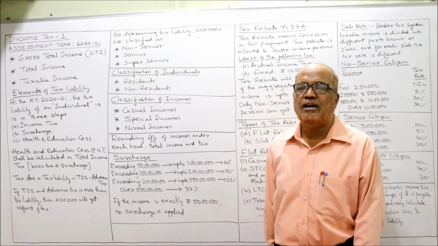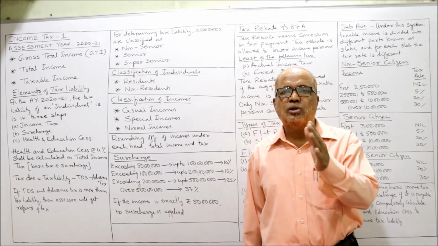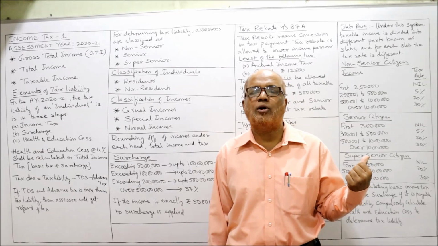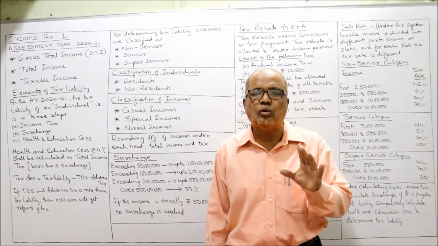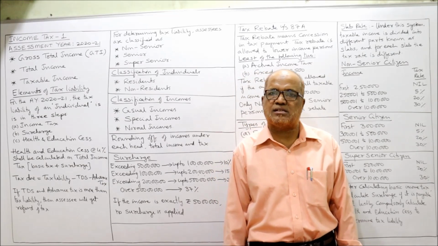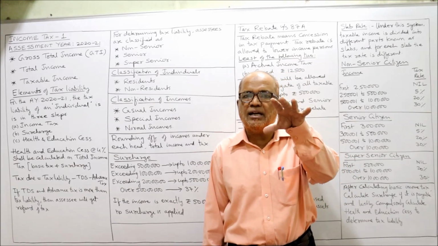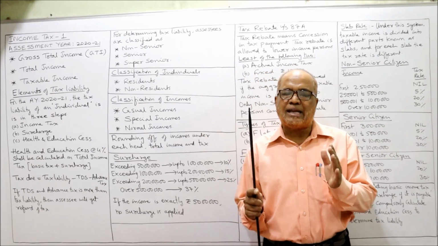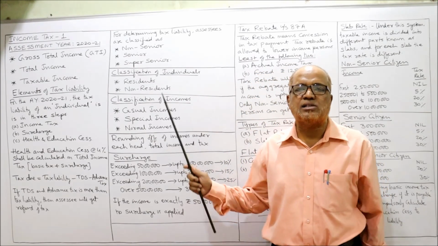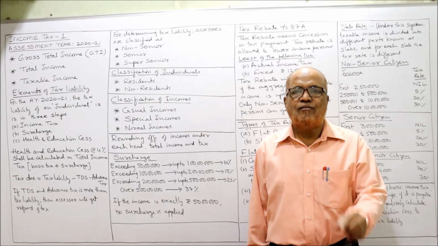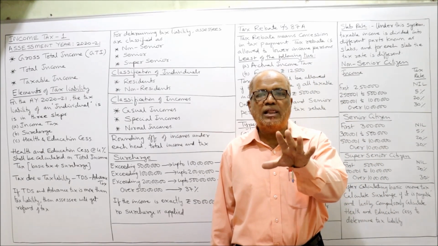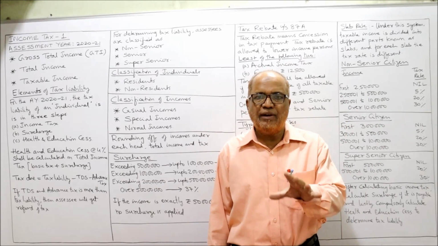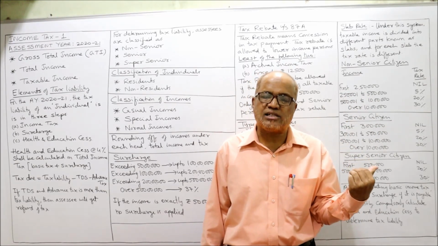Then classification of individuals. Broadly we divide individuals into resident and non-resident. In the coming video, I am going to explain how to find out the residential status of the assessee, because the tax liability depends on the residential status. From a tax point of view, all assessees are classified into resident and non-resident. For resident persons, all incomes are taxable, whether Indian income or foreign income. I am explaining broadly; in detail, I will explain afterwards.